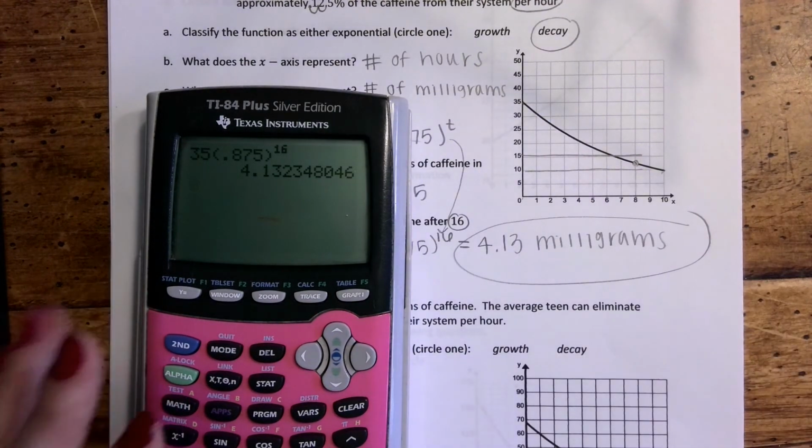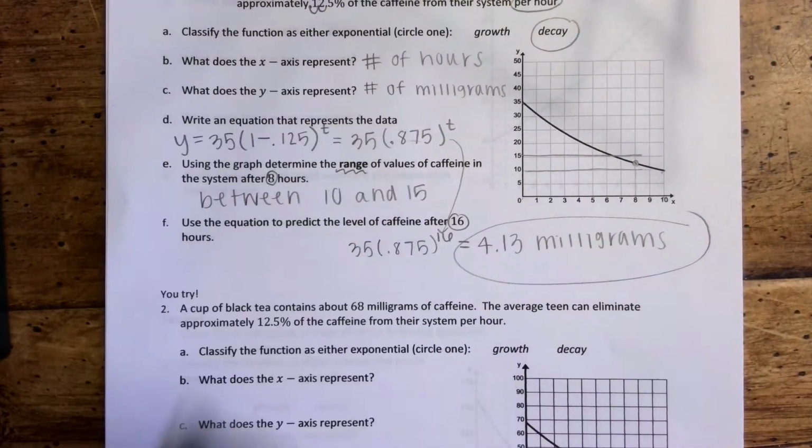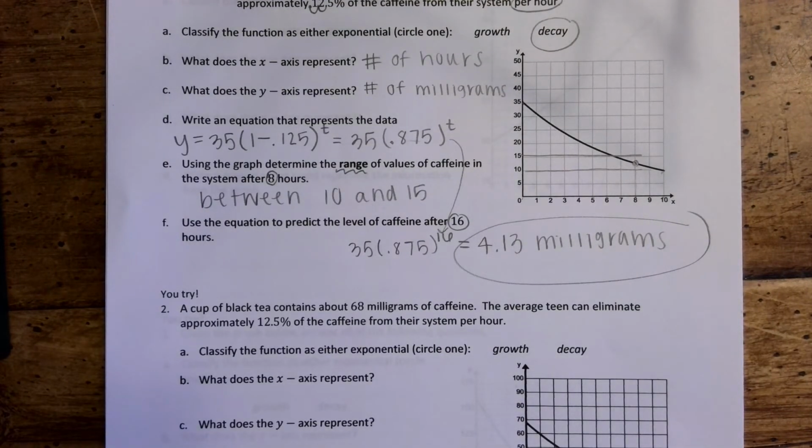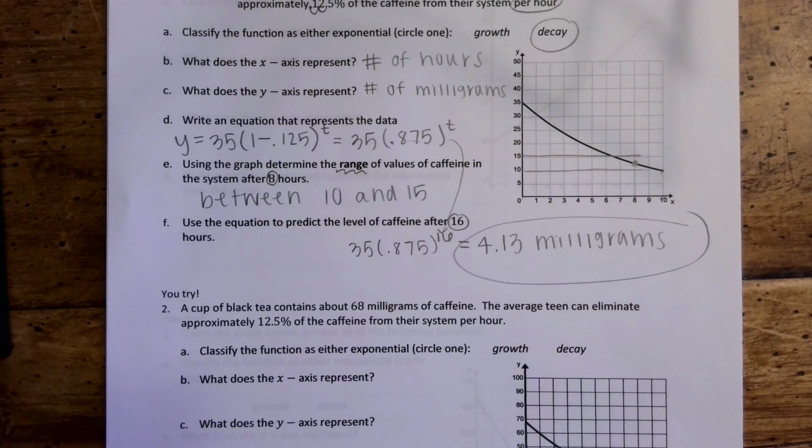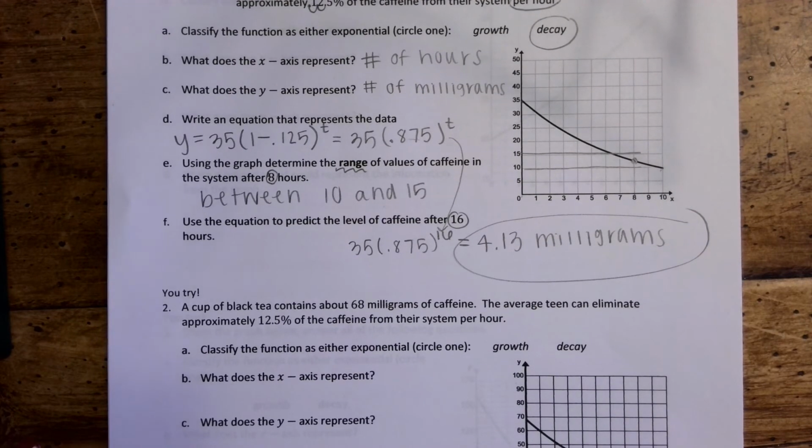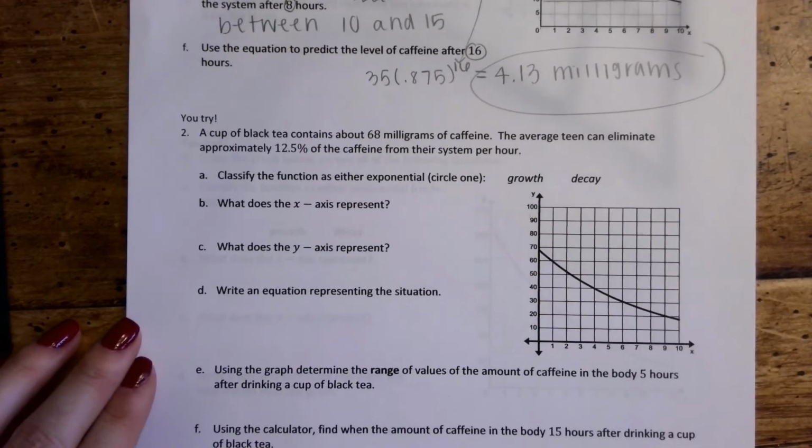I don't need to worry about rounding on that one because I can have 0.13 of a milligram. I only rounded on the last one because it was talking about number of people. Go ahead, pause your video. You try example 2.